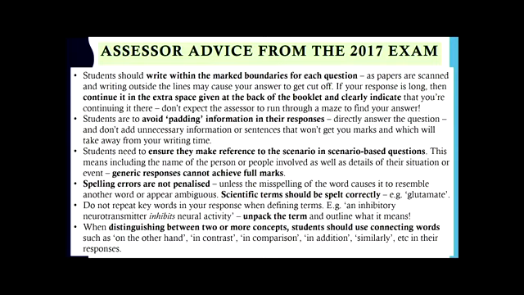Don't repeat keywords in your response. If you have to define or distinguish between inhibitory and excitatory neurotransmitters, and to give an example, don't say an inhibitory neurotransmitter is one that inhibits neural activity. Unpack the term. You can say it prevents neural activity. It puts a stop to neural activity. But don't say it inhibits neural activity, because that is showing the assessor that you don't really know what inhibits means, and you can't unpack the term.